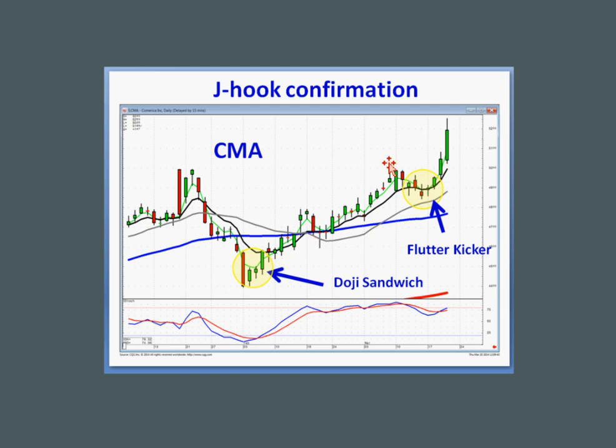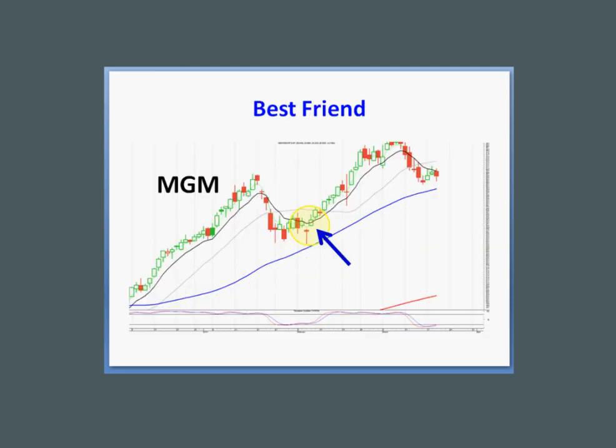Once it goes through, now look what type of pattern we have. A J-hook pattern. And we can see what type of signal started this one back up, that flutter kicker, which told us this wave right here is probably going to be the same magnitude as this wave right here. This is all based on improving your probabilities, just telling you what was happening.